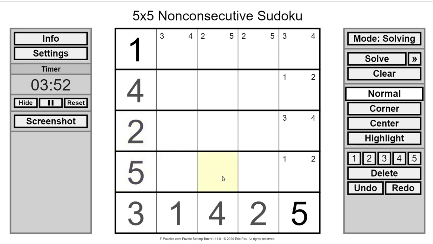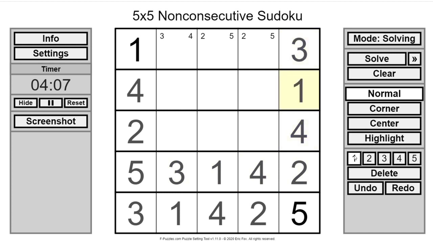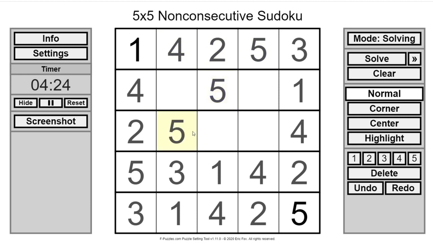This can't be a 4, this can't be a 4, this can't be a 4. Neither of those can be 3s. This can't be a 2 anymore. That 2 means that that can't be a 3. This can't be a 2. That can't be a 5, and that can't be a 5. This can't be a 3.